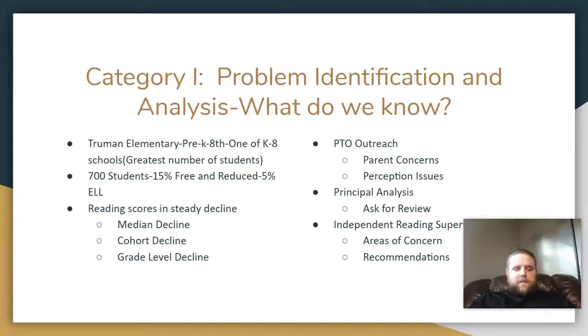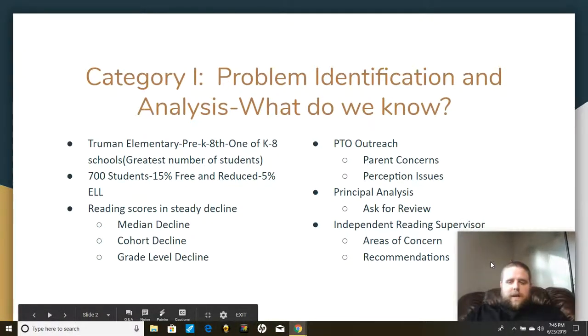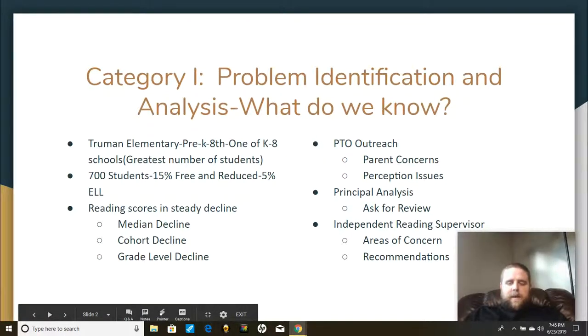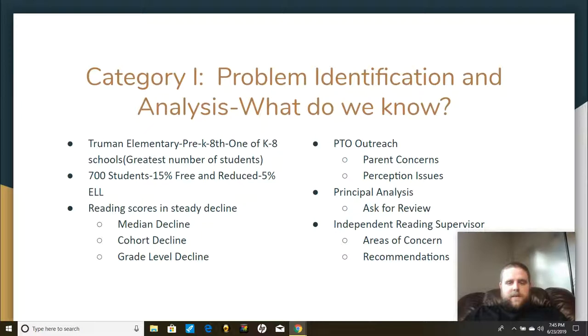The median score is declining. The cohort score overall is declining. And as they go from grade level to grade level, their scores are declining. Another thing we know is that the parent-teacher organization wrote a letter to the principal asking about the reading issues and talking about parent concerns, and this leads to some really bad perception issues. As a school, it is very difficult to repair those relationships and those perceptions that can alter how people view your school, so we need to nip this in the bud right away.